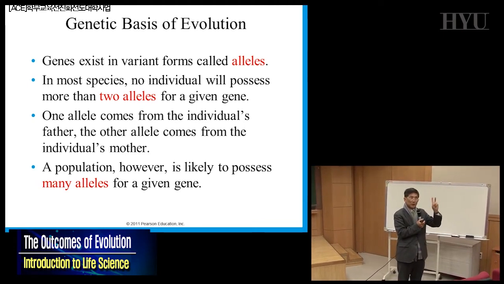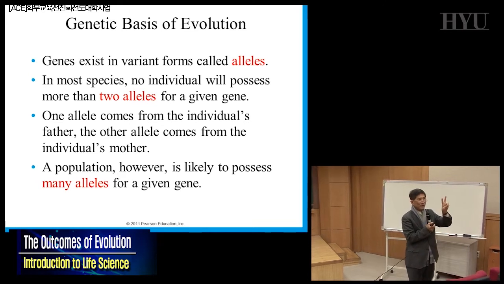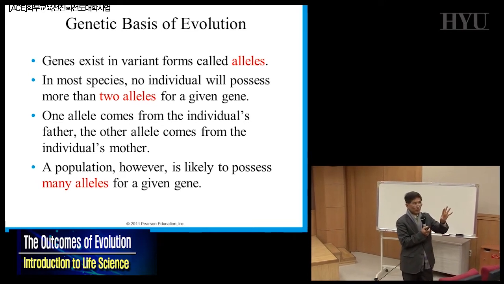One, two, three? Right, each of you has two alleles for one gene. Why? One allele comes from your father, one allele comes from your mother. You can have only two alleles. An easy example is your blood type. If you are O type, you have OO. If you are AB, you have one A and one B. That's the two you can have.